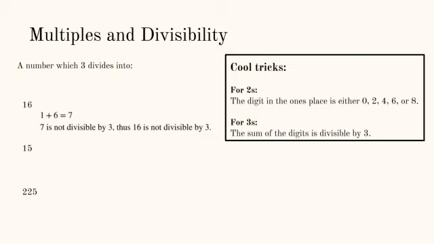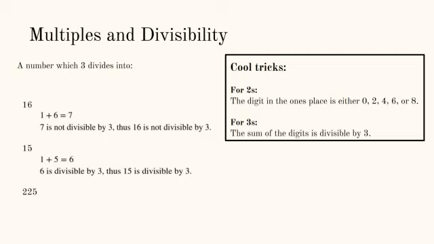What about 15? I know 15 is divisible by 3. And 1 plus 5 is 6. And since 6 is divisible by 3, I could go ahead and do that division if I wanted to, but I don't have to because I know it's divisible by 3.